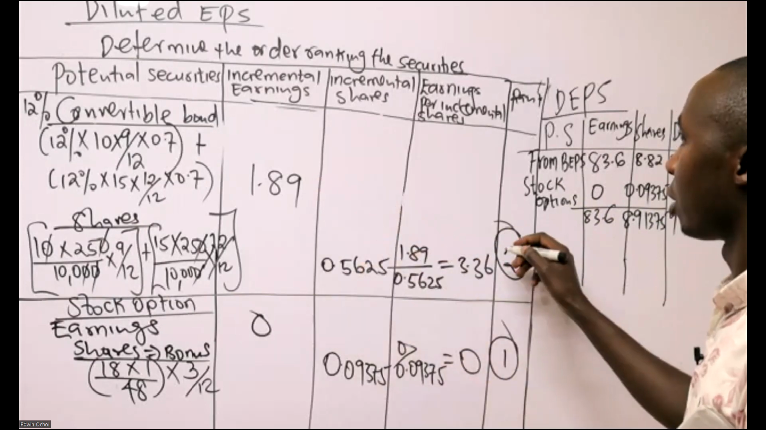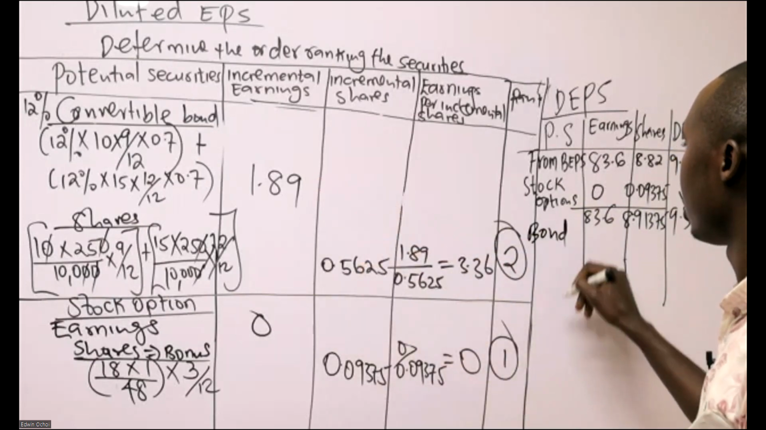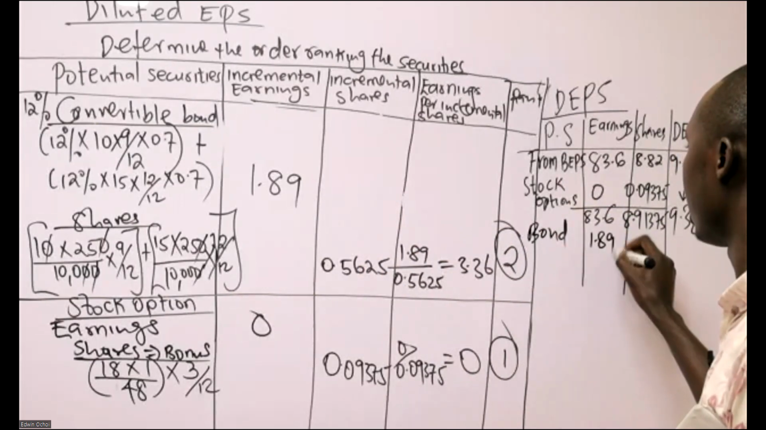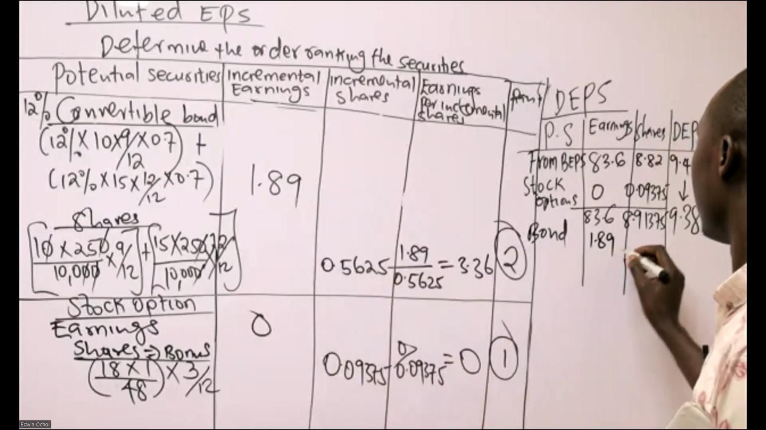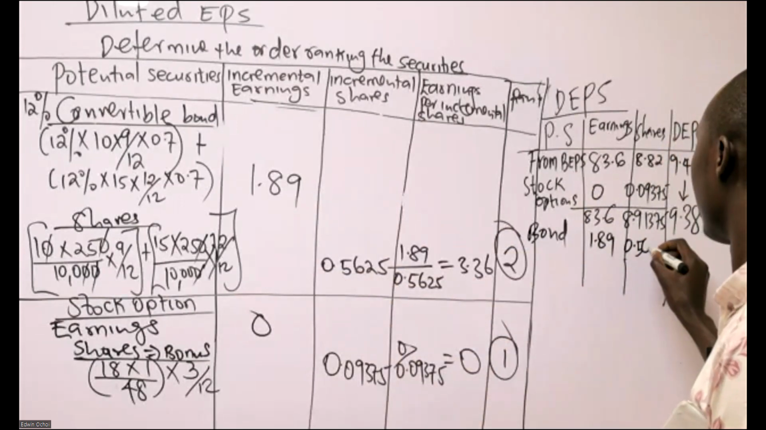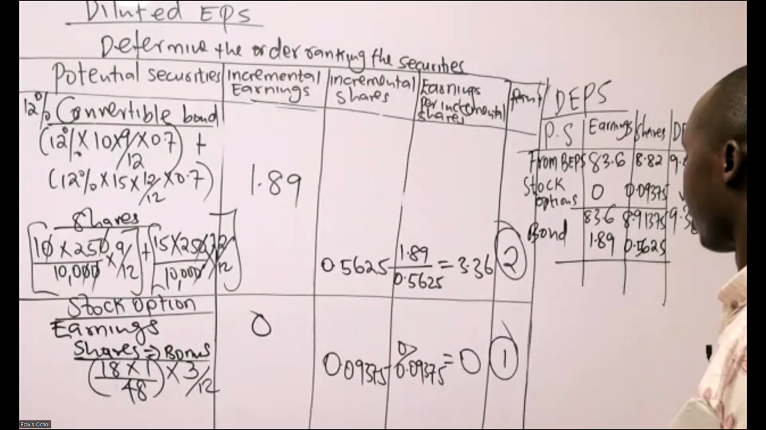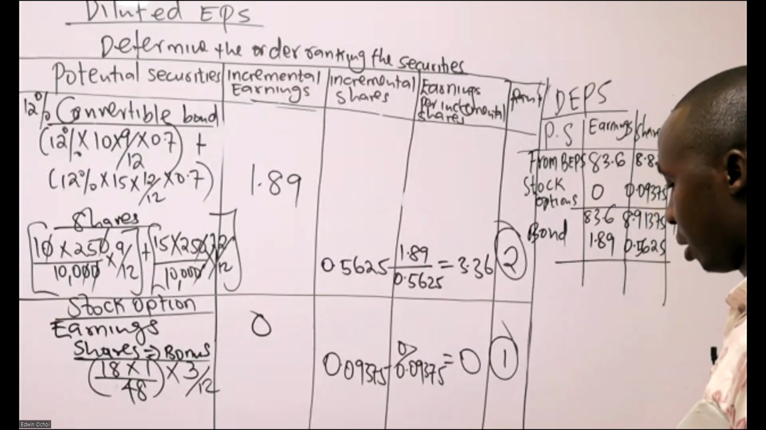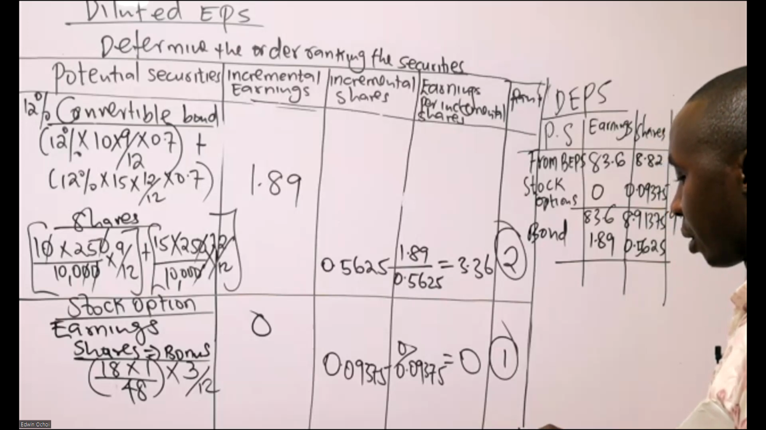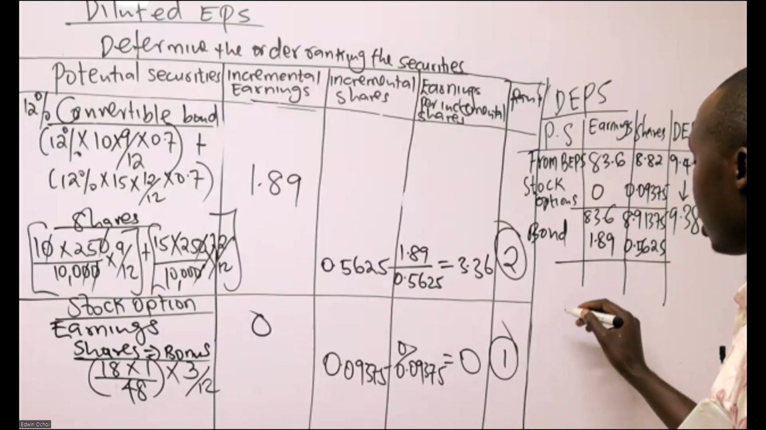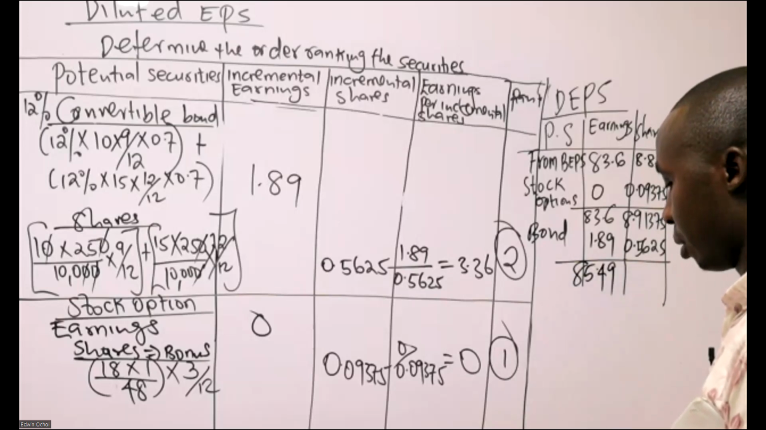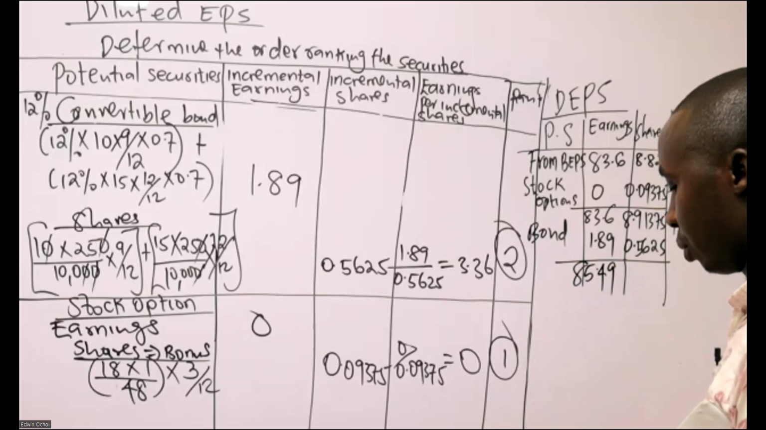Number 2 was bonds. It's convertible, it's only that I'm writing in short. It's a potential security. Earnings is 1.89, and the shares are 0.5625. So 83.6 plus 1.89 is 85.49.